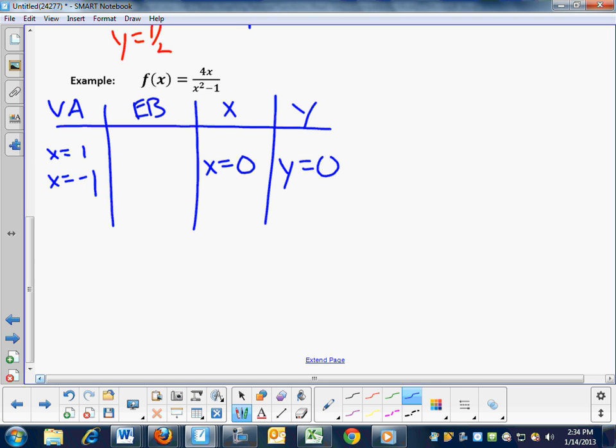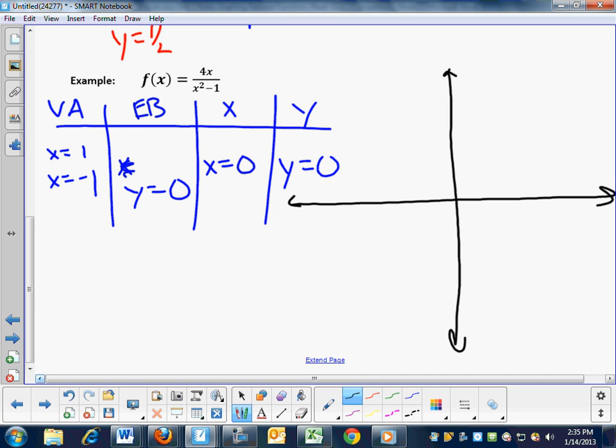And we said for the end behavior, if the top exponent is less than the bottom, then y equals 0 is always the end behavior. Now watch, you have to be very careful with this. Negative 1, positive 1. Now, I know that I have vertical asymptotes. The function would be undefined passing through that. So I'm going to draw that one.